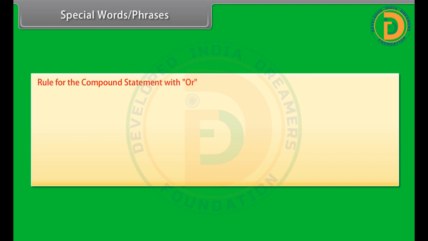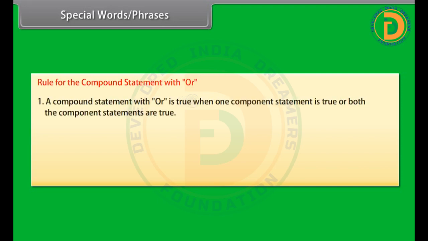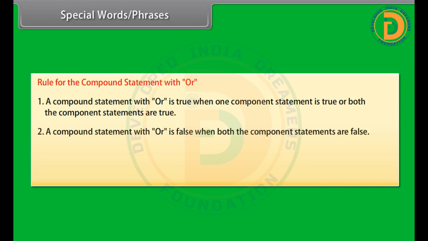Rule for the compound statement with or. 1. A compound statement with or is true when one component statement is true or both the component statements are true. 2. A compound statement with or is false when both the component statements are false. Let P and Q be the component statements, then P or Q is denoted by P ∨ Q.